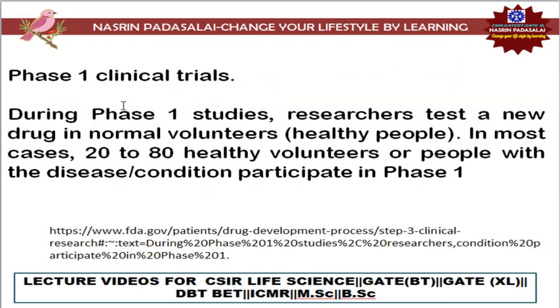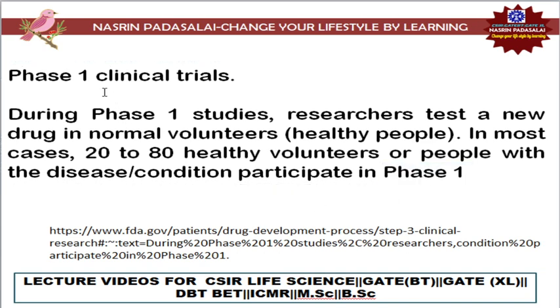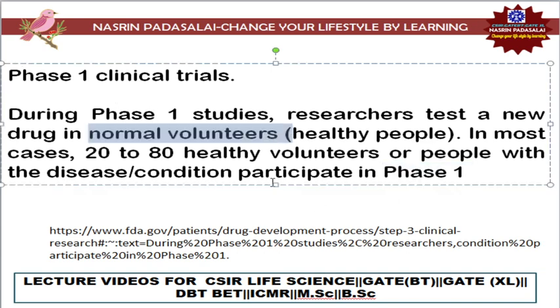Next, phase 1 clinical trial. So, during the phase 1 clinical trial, researchers will be testing the capability of a new drug in normal volunteers, or in other words, healthy people. In most cases, a total of 20 to 80 healthy volunteers or people with a disease or condition participate in phase 1. Okay, so phase 1 trials are generally done in normal volunteers only.